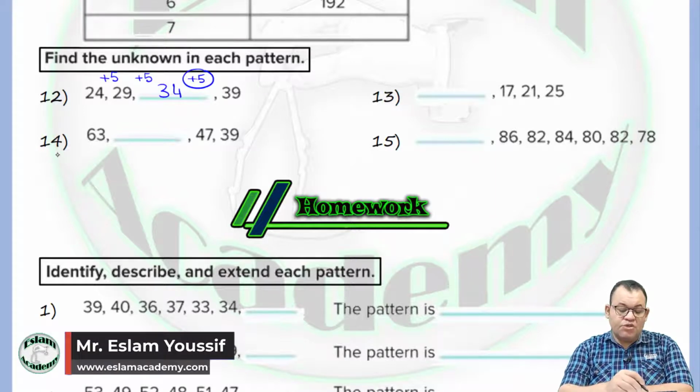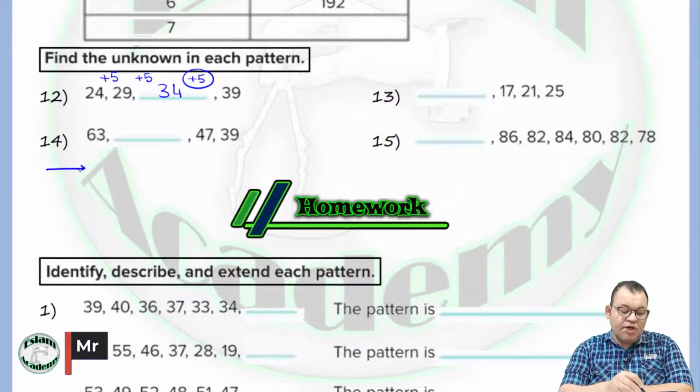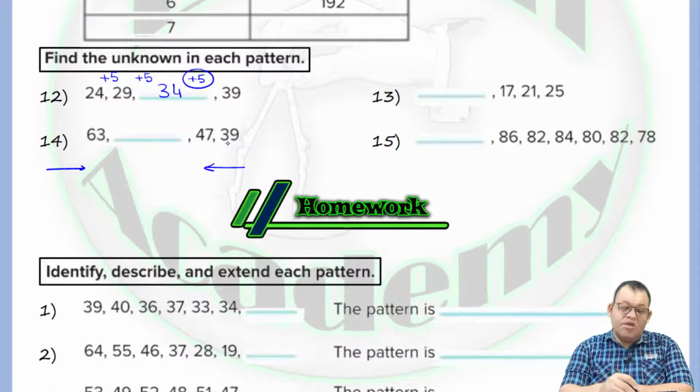In question number 14, we have only one term at the first. So instead of starting from the left to the right, I will start from the right to the left. 39 becomes 47. Then if I move from the right to the left, I will add 8, because by adding 8, it will be 47. We can add 8 to find the next term. 47 plus 8 equals 55. Now check by adding 8 if the answer will be equal to 63 or not. 55 plus 8 equals 63. It means the pattern is right.